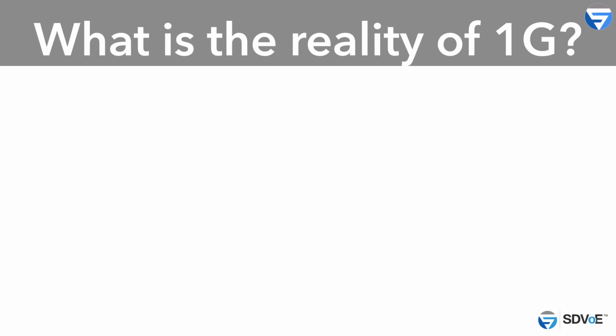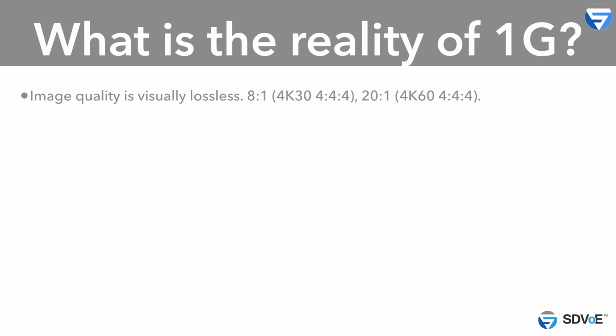So let's go over the reality of 1 gig. When you're doing the lower bandwidths, typically the image quality is visually lossless at 8:1. We do make 1 gig, so I'm not saying that you can't use 1 gig, but once again, price points, applications, backbones, different things that you're up against. In this case, you're talking an 8:1 versus a 20:1 on the 4K 60.